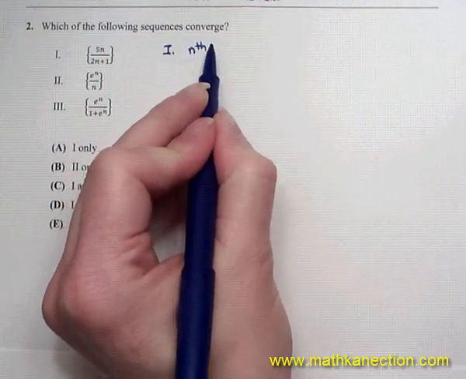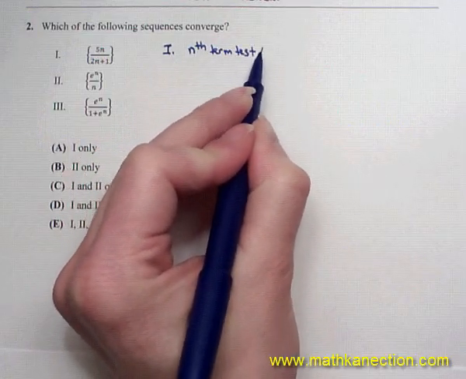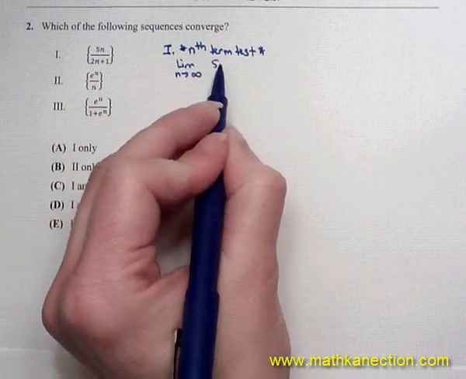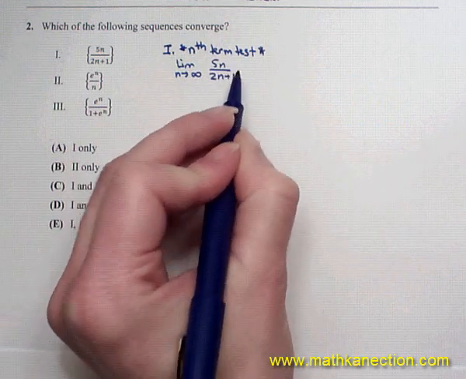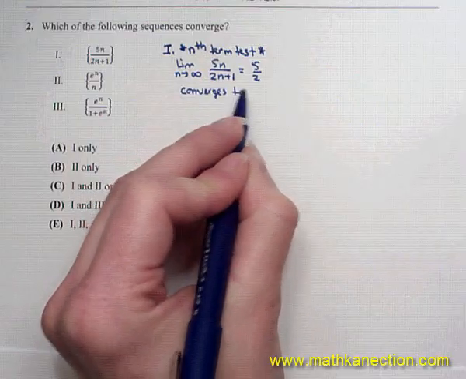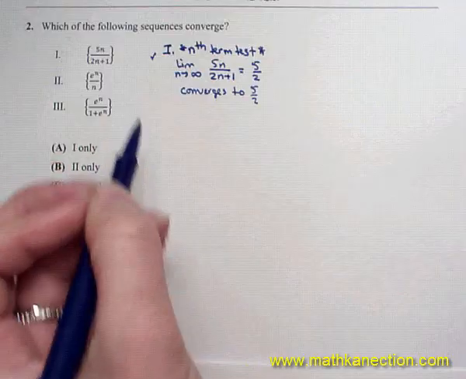So which of the following sequences will converge? On the first one, using the nth term test, looking at the limit as n goes to infinity of 5n over 2n plus 1, which becomes 5 halves. So that sequence converges to 5 halves.